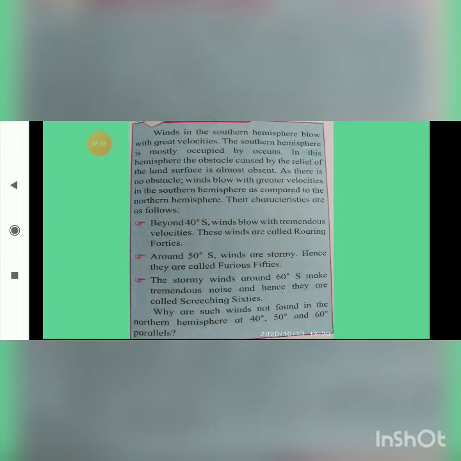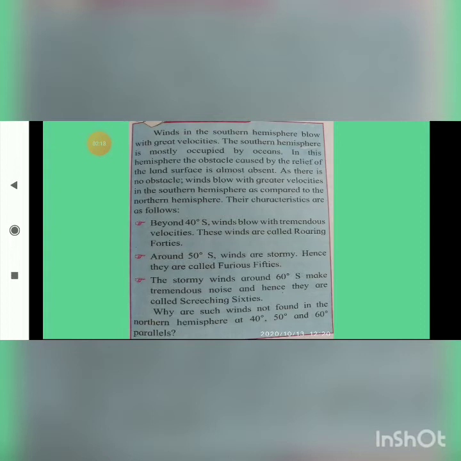Beyond 40 degrees south, winds blow with tremendous velocity. These winds which blow beyond 40 degrees south with tremendous velocity are called the roaring 40s.